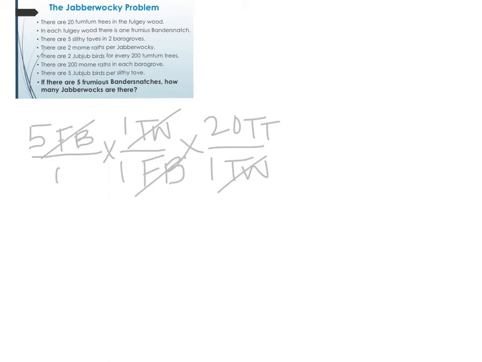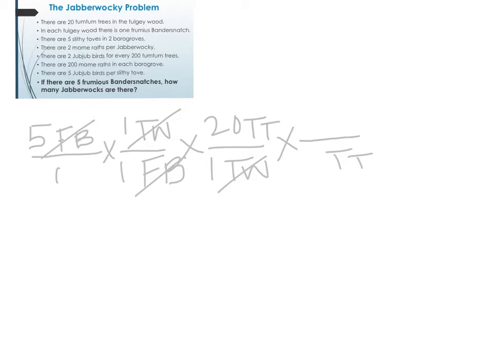We don't want to end with Tolgi wood. We need to get rid of it. Same thing with our tum-tum trees. I don't want to end with tum-tum trees. I need to end with Jabberwocks. So let's figure out how we can get rid of tum-tum trees. Well, I know that tum-tum trees is going to have to go down here. Always let the last numerator lead you into the next denominator. You know you need to cancel it out.